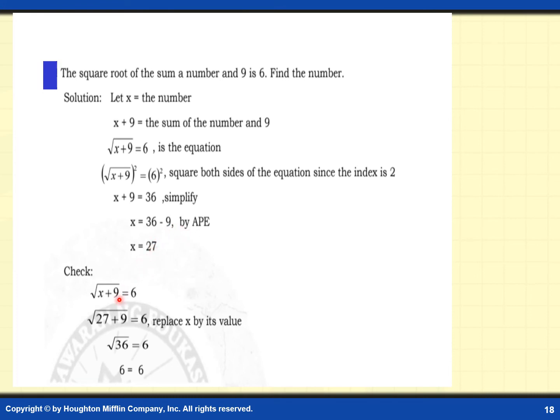So, let's check. Square root of 27 plus 9 equal to 6. 27 plus 9 is 36. Is it equal to 6? Then, square root of 36, that is 6. 6 is equal to 6. Therefore, the value of x is equal to 27.